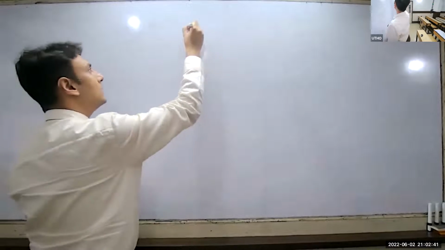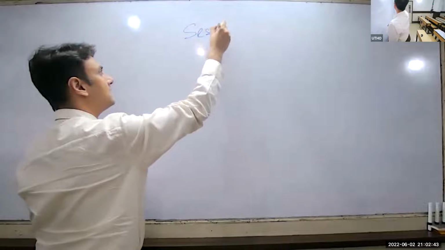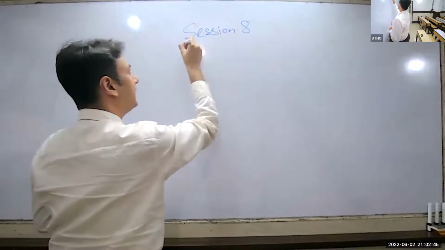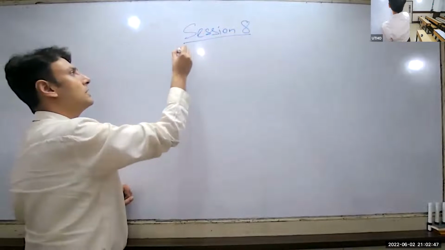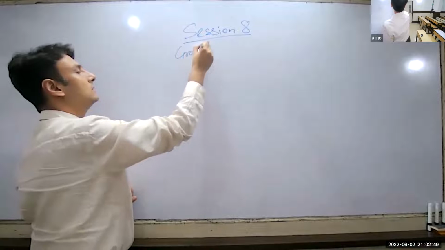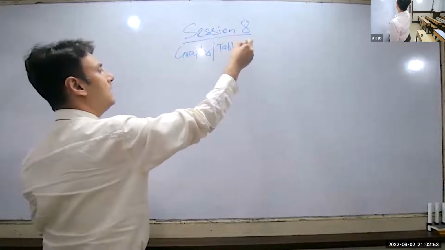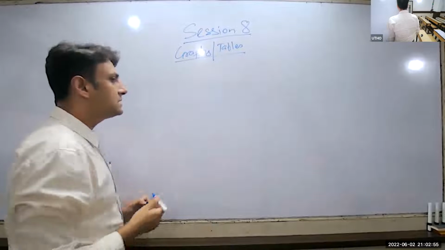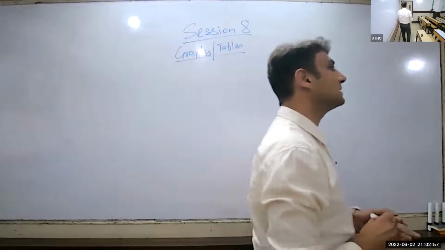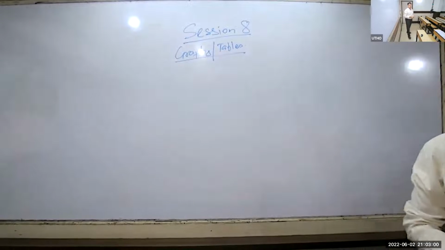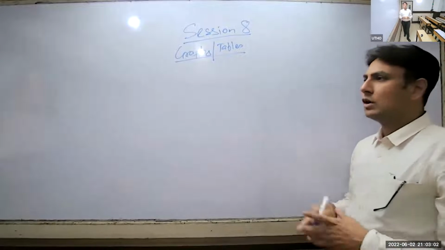The class is called Session 8. So we are doing Session 8 of SAT Math. And in this particular session, we are talking about questions of the type graphs and tables. So this is the session where we discuss the concept of graphs, tables, and we'll do a lot of problems.